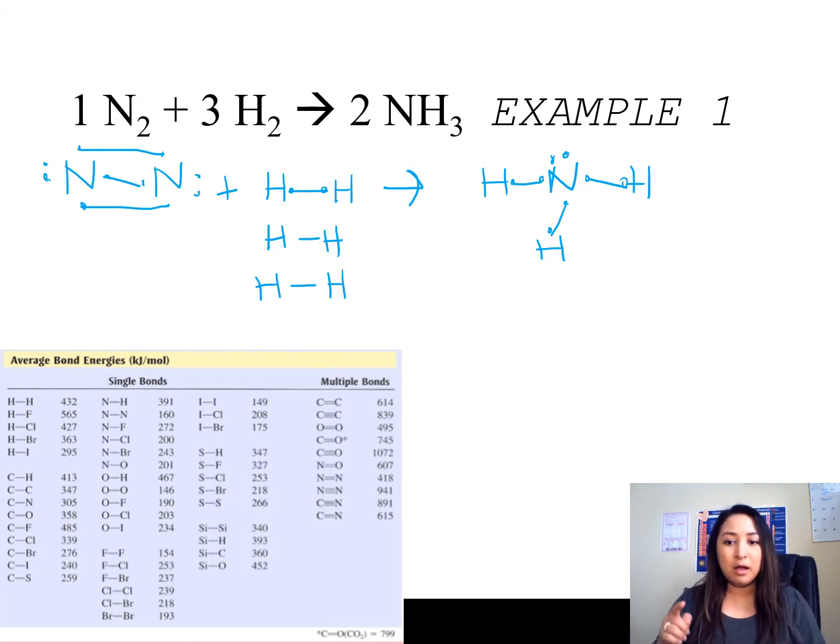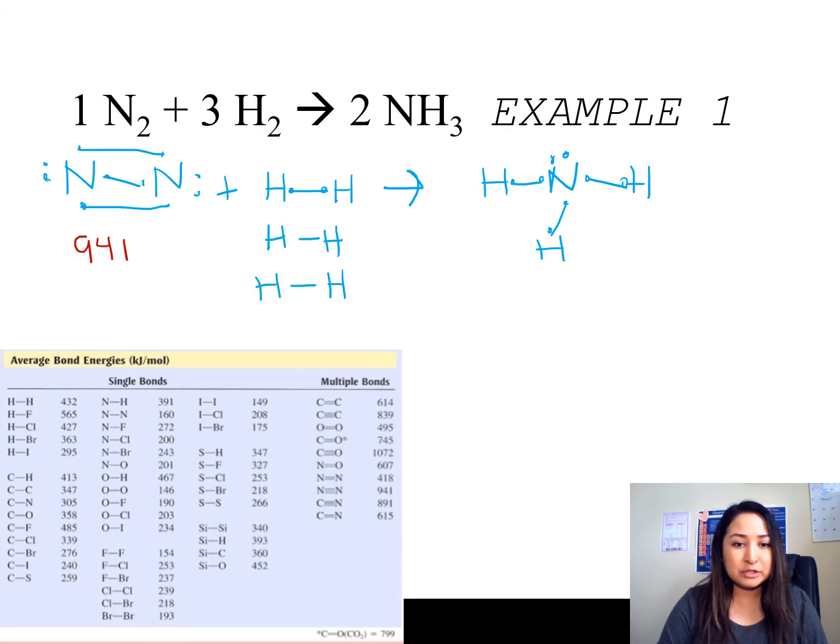Okay, so first step was to draw. Next step is to give them the bond energies. So this is where we're going to be needing the chart. So you look at nitrogen triple bonded with another nitrogen. That number is here. And the number is 941. So 941 kilojoules per mole for this bond from N to N.